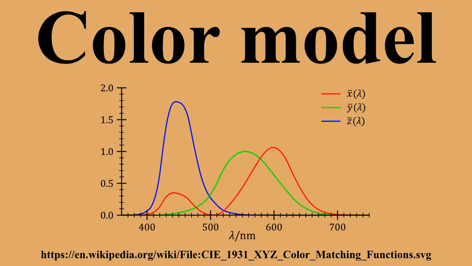HSL tries to resemble more perceptual color models such as NCS-Munsell. It places the fully saturated colors in a circle of lightness 1/2, so that lightness 1 always implies white, and lightness 0 always implies black.